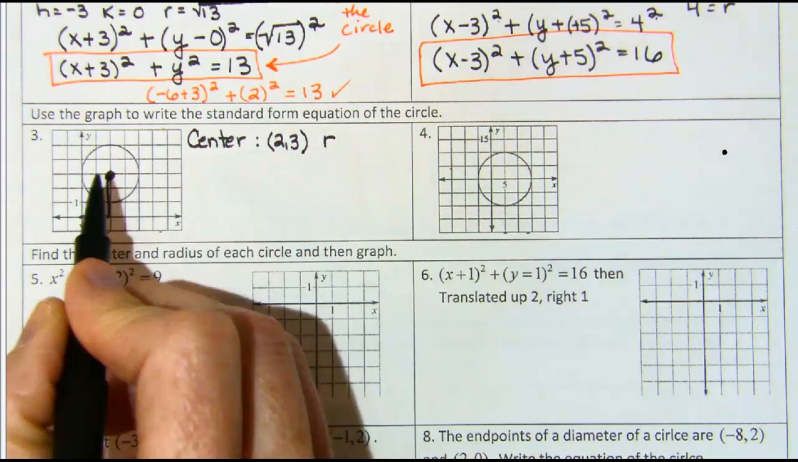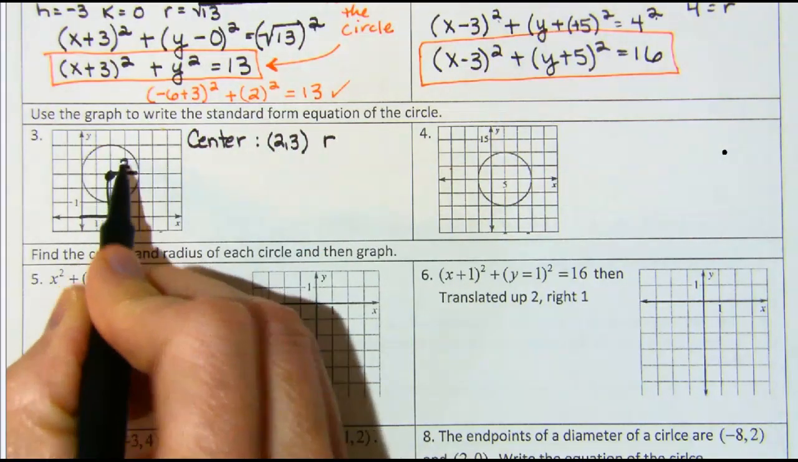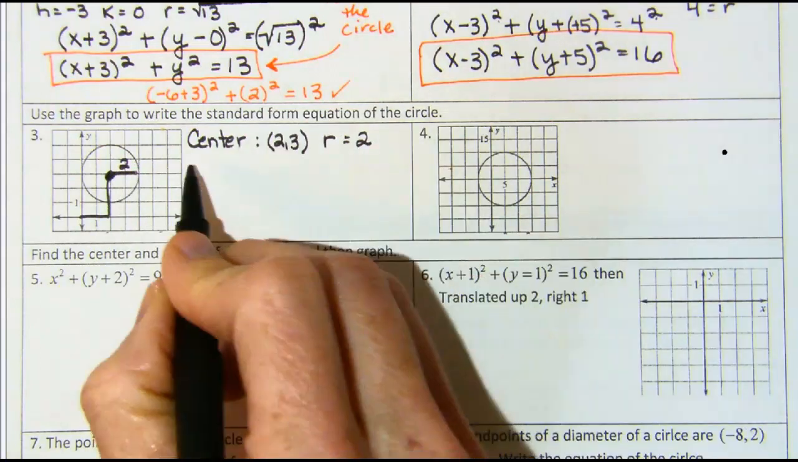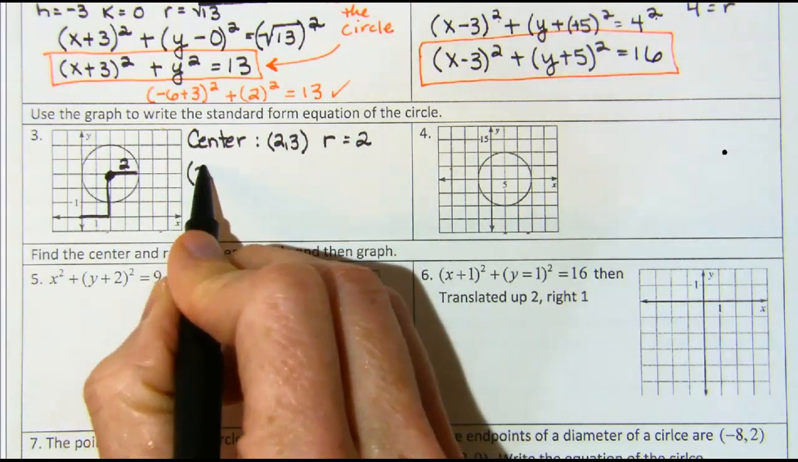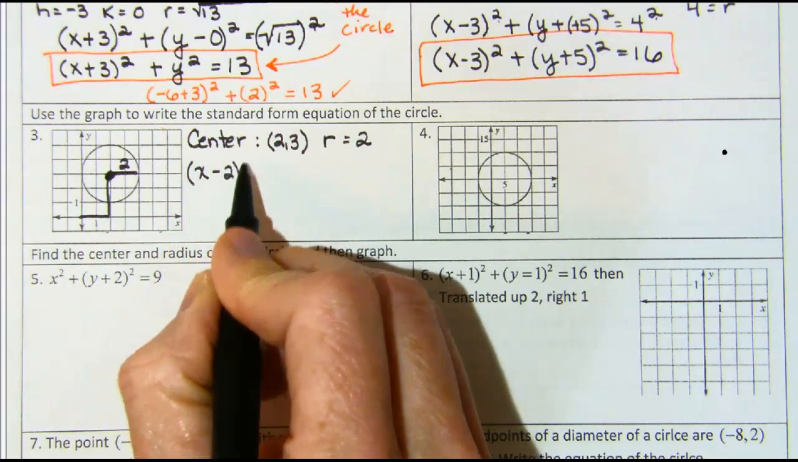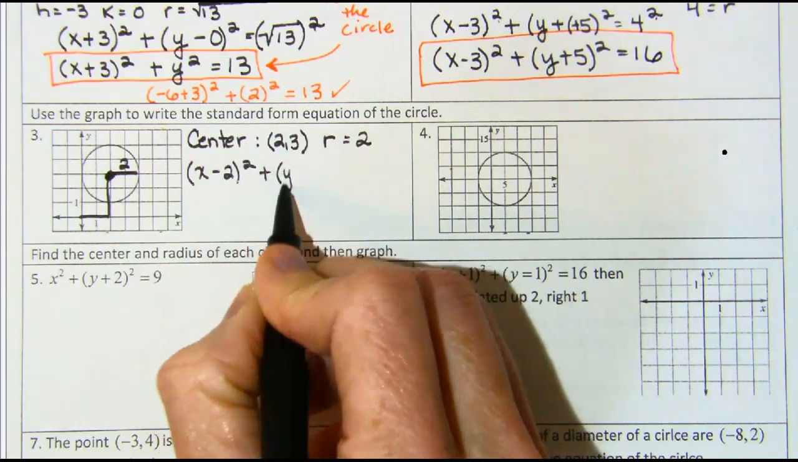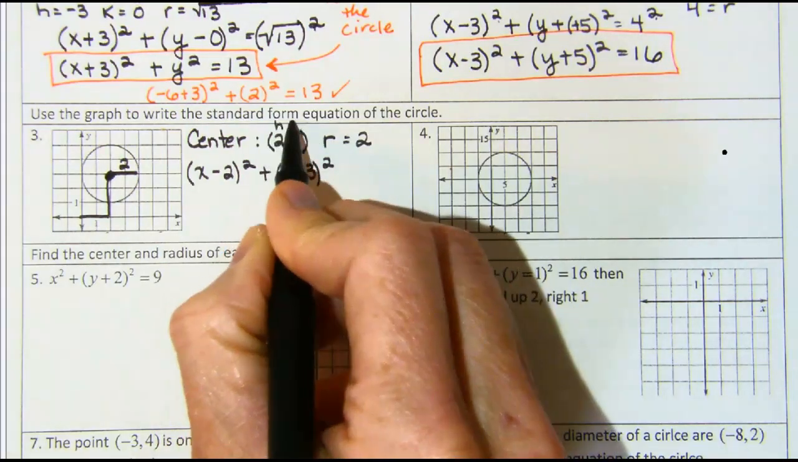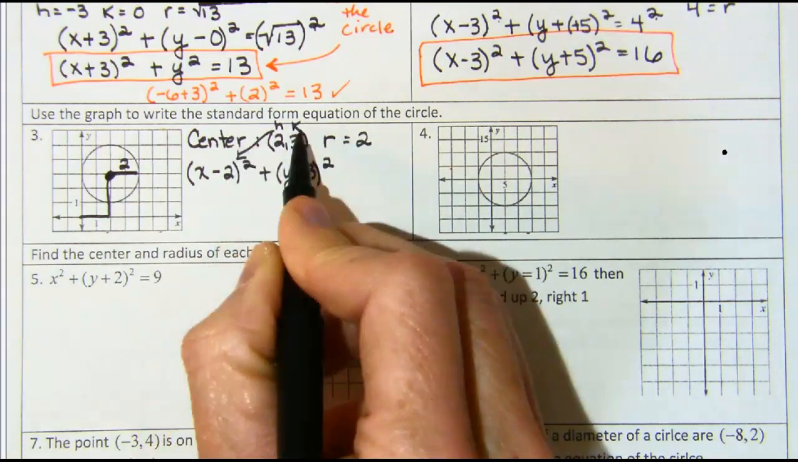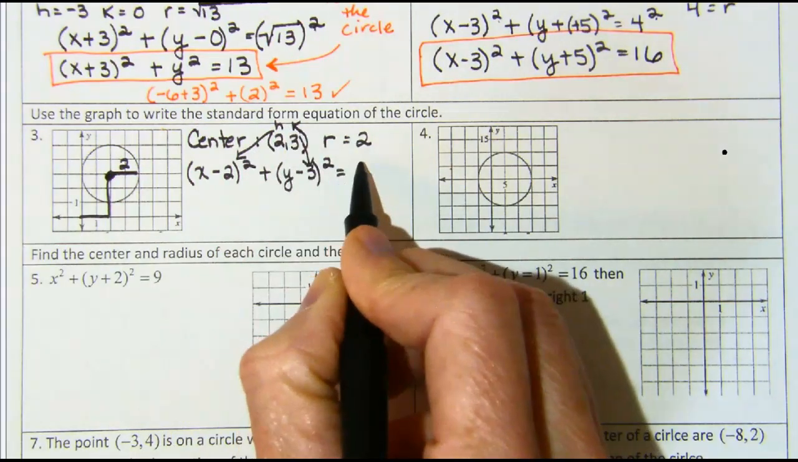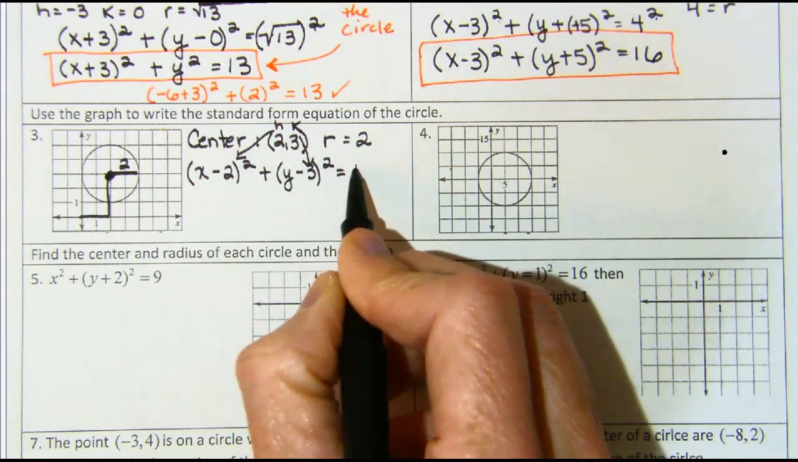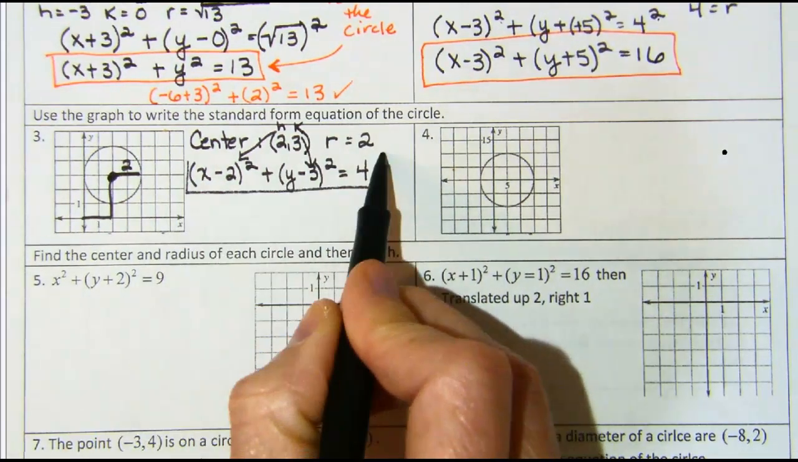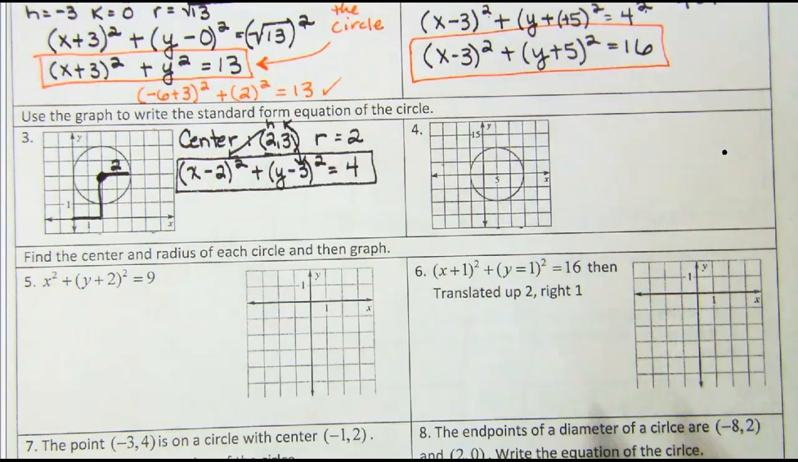The radius is going to be 2. That is 2 units right there. So the radius is 2. So now plugging in what I know, (x - 2) squared plus (y - 3) squared. Remember, that is h, that is k. h goes here, k goes here, equals 2 squared, which is going to be 4. Now, that is the equation of the circle.